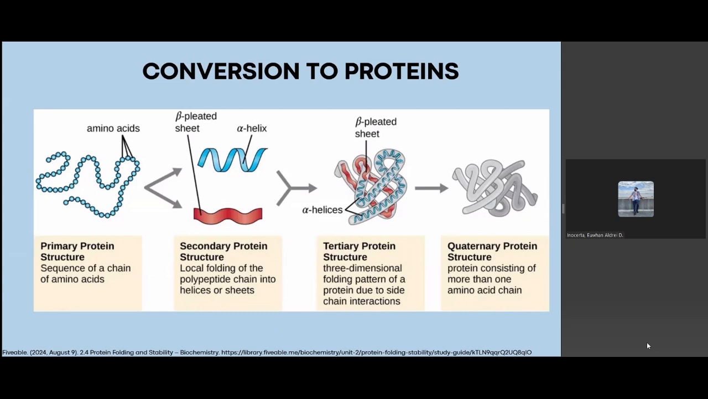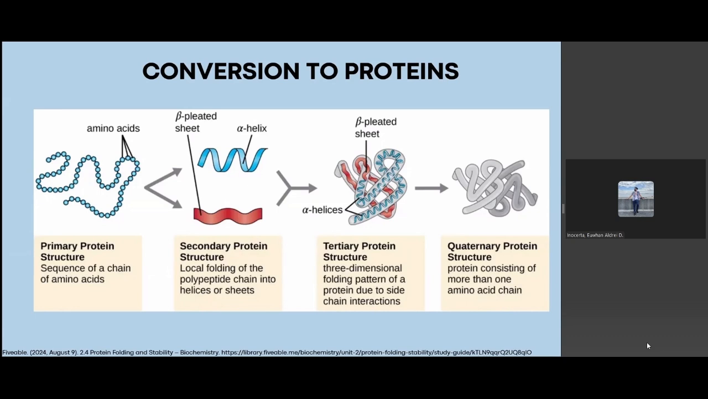This level of structure gives the protein its unique shape and function. For example, enzymes have specific 3D shapes so they can bind to their target molecule. If a protein misfolds at this level, it can lead to certain diseases like Alzheimer's or Parkinson's, where misfolded proteins form clumps in the brain.